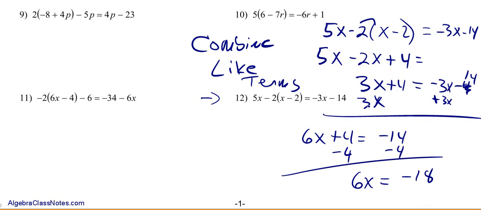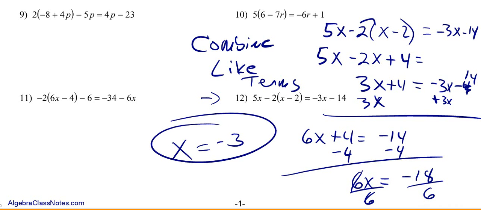Notice how I kind of checked my work halfway through because you don't want to get to the very end and have a problem. 6 times x, your inverse operation is division. These become 1. Negative 18 divided by 6 is a negative 3. And that's how we do problems with variables on both sides of the equal sign.